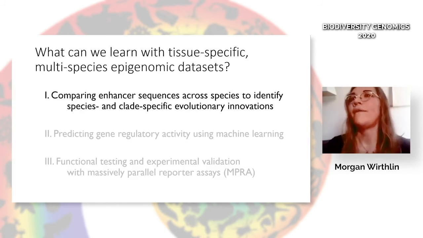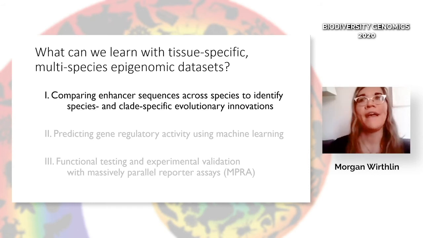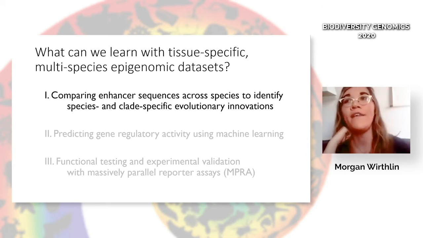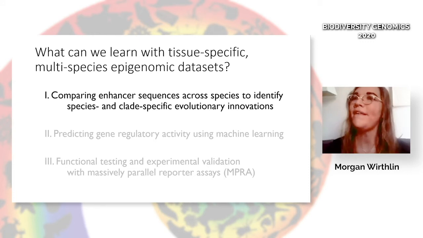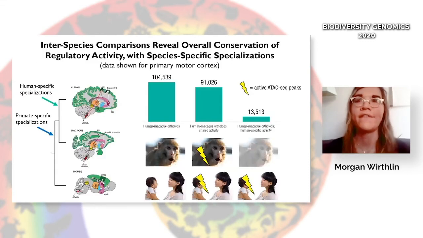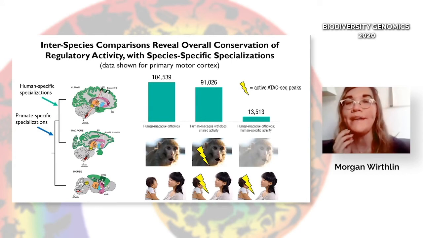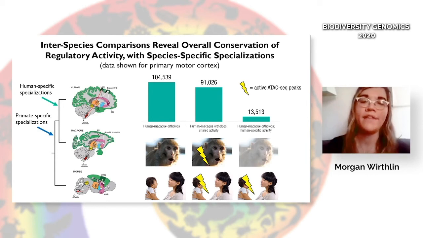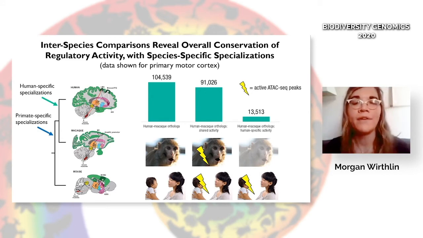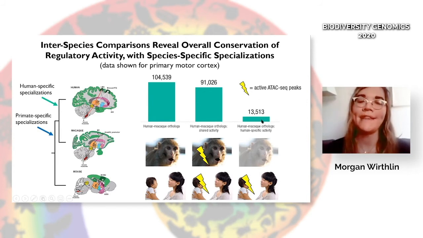And so what can we learn from these tissue-specific multi-species epigenomic data sets? First of all, that comparing these enhancer sequences across species allows us to identify both species and clade-specific evolutionary innovations. So by comparing epigenomic data across species, we've been able to identify lineage-specific as well as species-specific differences in regulatory evolutionary innovations. Whereas motor cortex regulatory activity is largely conserved among primates, we did find in humans that there are over 13,000 regulatory peaks that are active in the human motor cortex alone.